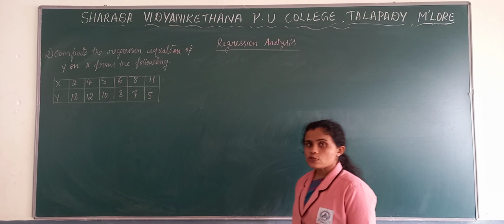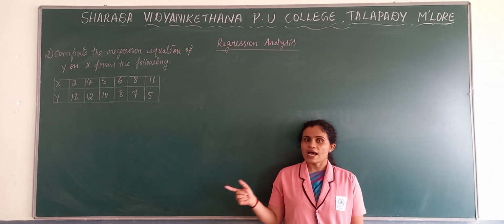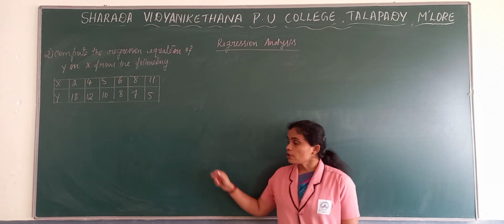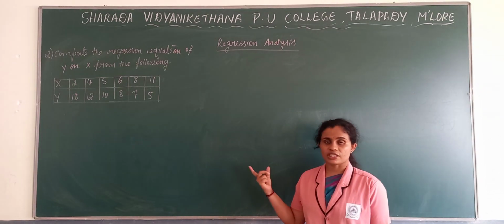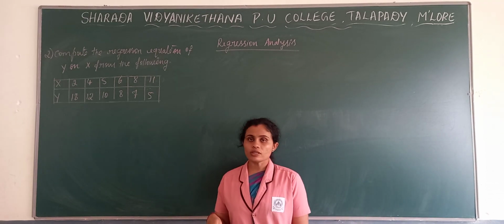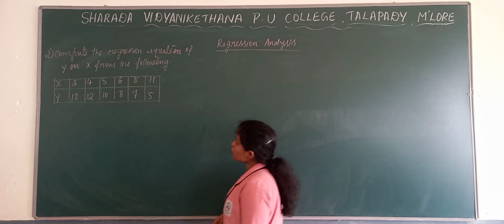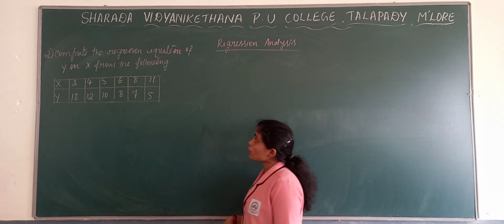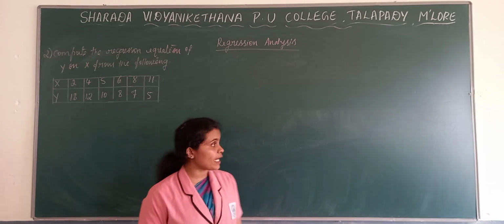In the previous class, we discussed how to obtain the regression equation x on y as well as y on x. Now in today's session, we will see how to obtain one particular equation, either x on y or y on x. Now here we have the second problem. Compute the regression equation of y on x from the following. Here we need to find y on x.